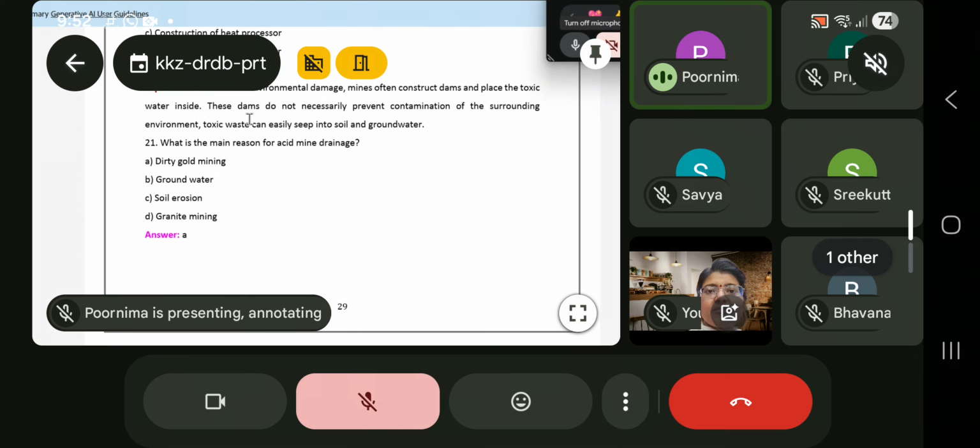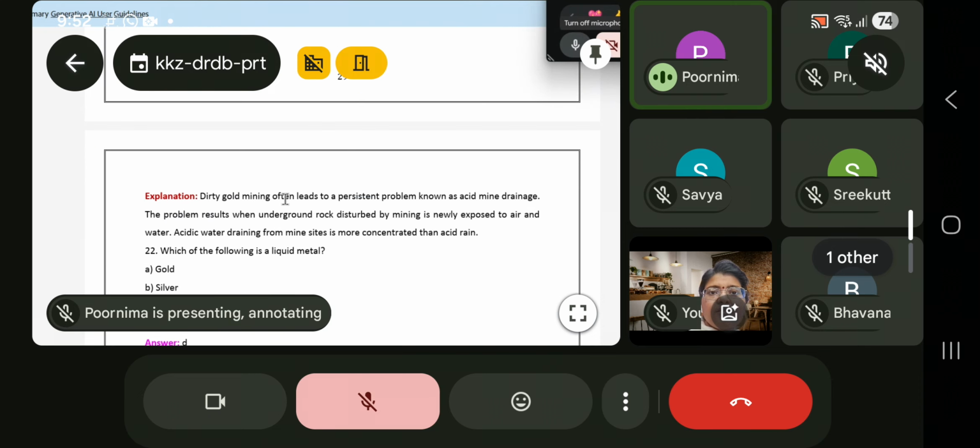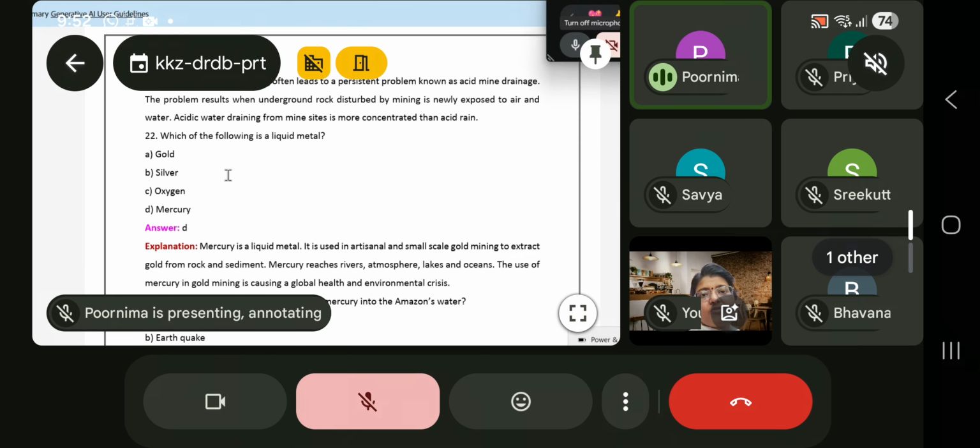The main reason is dirty gold mining. Dirty gold mining often leads to the persistent problem known as acid mine drainage. The problem results when underground rock disturbed by mining is newly exposed to air and water. Acidic water draining from the mine sites is more concentrated than acid rain. That is the reason. So which of the following is a liquid metal?